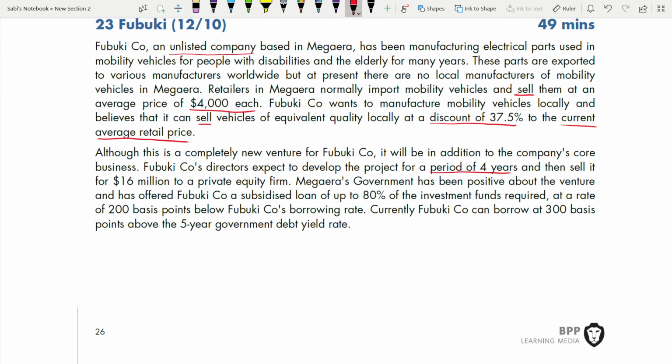And then sell it for 16 million to a private equity firm.